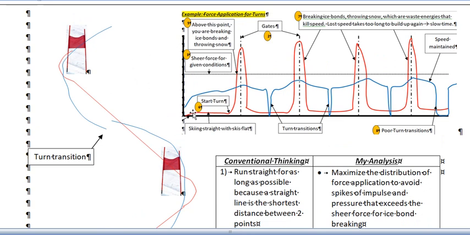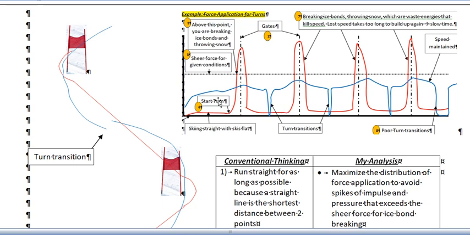Recall that this is running straight. You're not applying much force, right? Then when you get to the turn, you've got to slam that force. And then at this point, you're exceeding shear force. You're breaking ice bonds, throwing a lot of snow, right? And you end up killing your speed. Now you're going slow, and it takes you a while. Sure, you're accelerating, going faster and faster, right? But you're playing catch up here, right? You're going slow for a while.